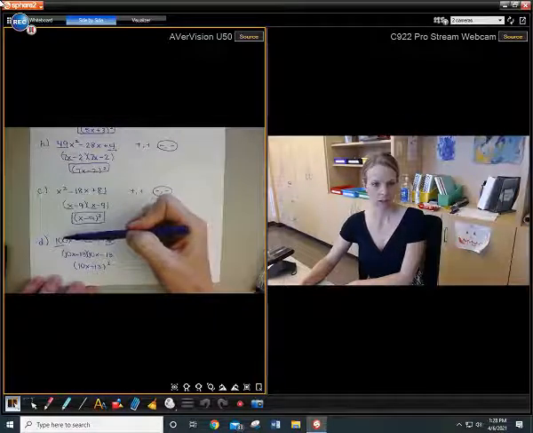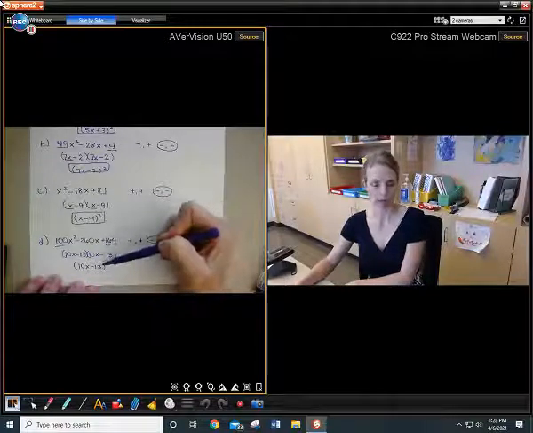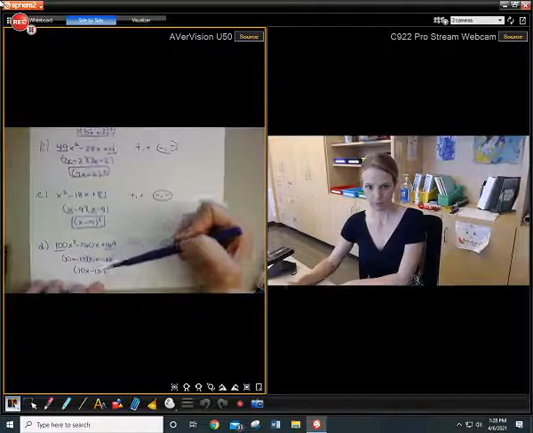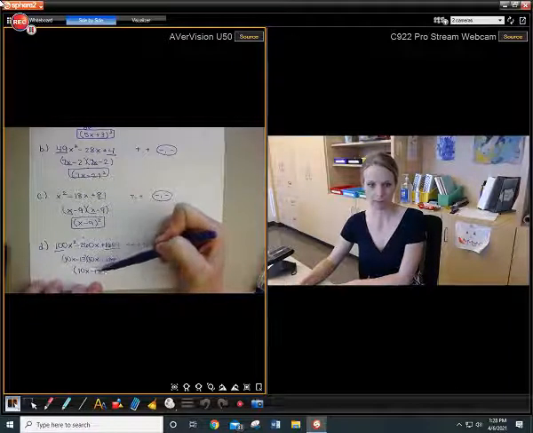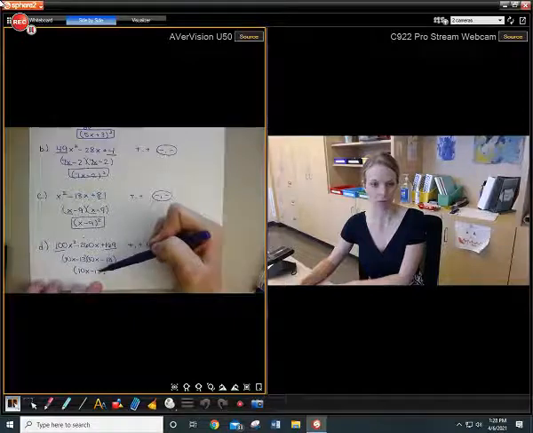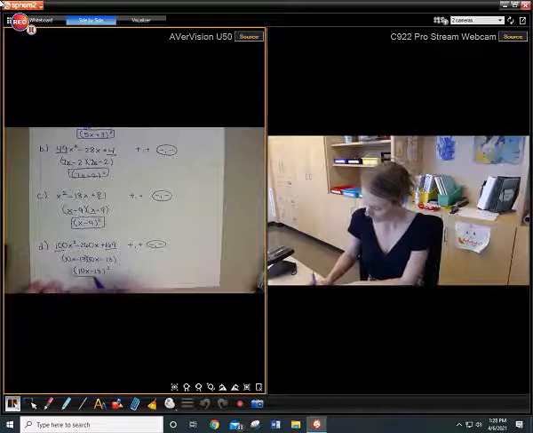Okay, so square root 100, you get the 10. Square root 169, you get the 13. The middle number should be twice the product of those. So 10 times negative 13 is negative 130. Times 2 is negative 260, so I know I did that correctly.